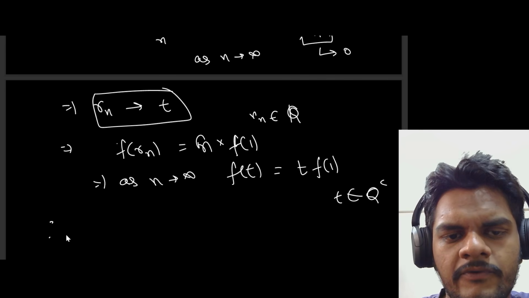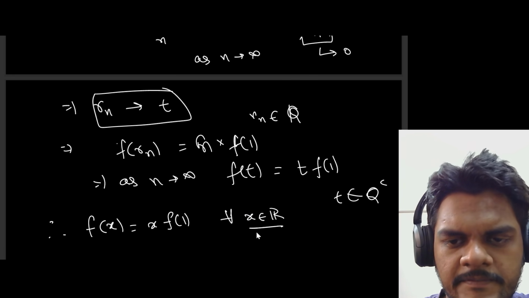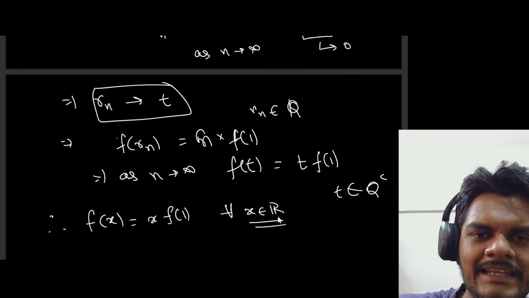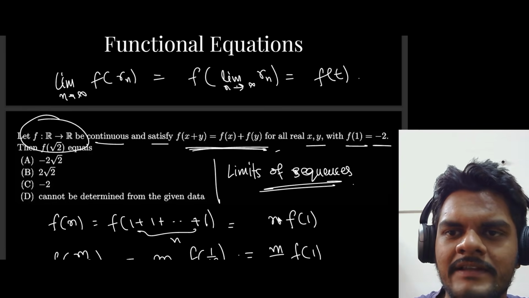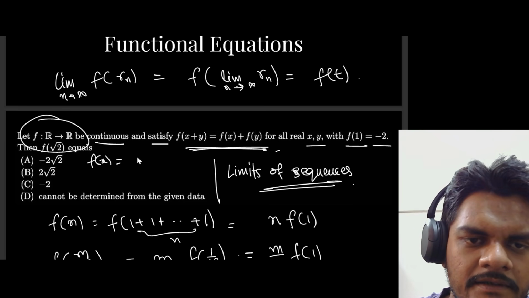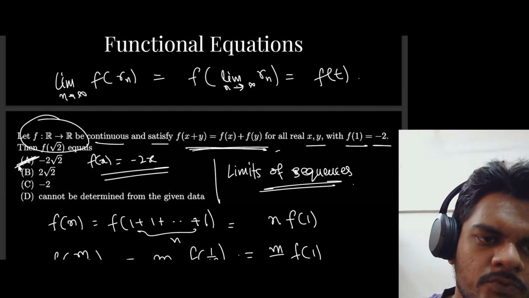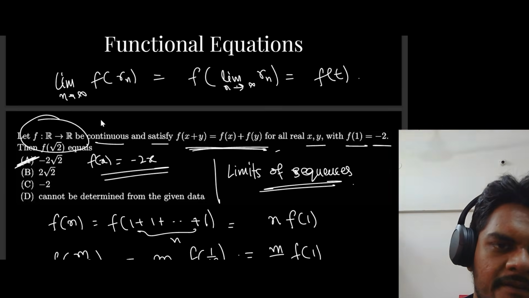So therefore, f of x is equal to x into f of 1 for all x belongs to real numbers. This is what we proved. So it is a linear function. And we are given f of 1 to be minus 2. So f of x is equal to minus 2x. That will imply f of root 2 is minus 2 root 2. As simple as that.